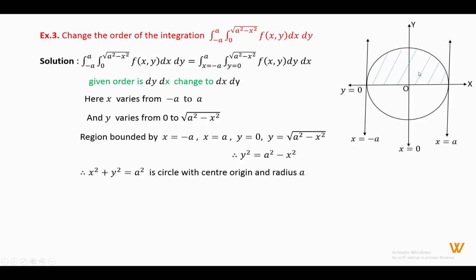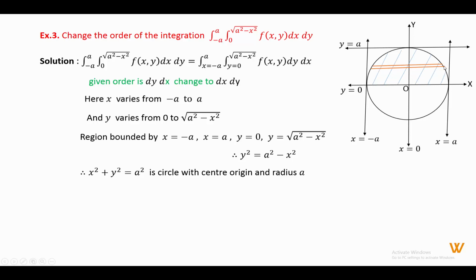Now change the order of integration in this region. In the given integration, the values of x are constant. Now find the values of y as a constant. Here y equal to 0, and in this region draw the line parallel to the x-axis. Now the radius is a, so the equation of this line is y equal to a. Y is 0, y is a. So y varies from 0 to a. Now draw the horizontal strip parallel to the x-axis.